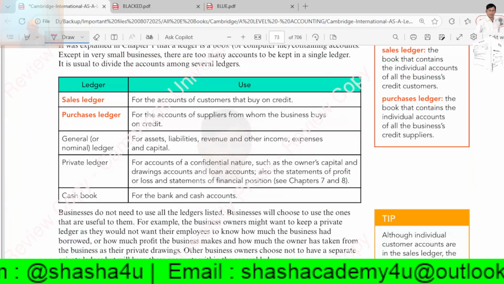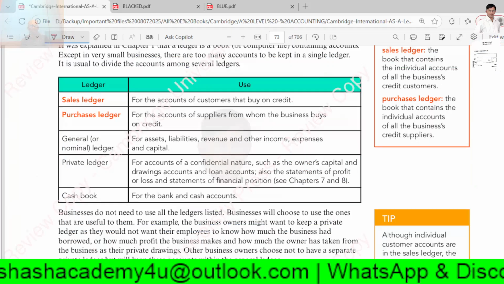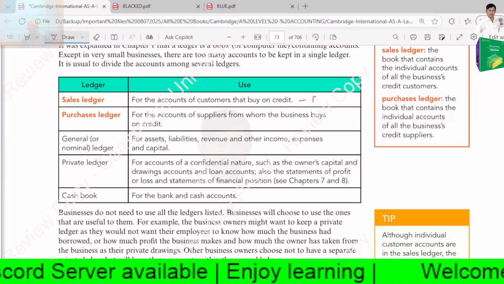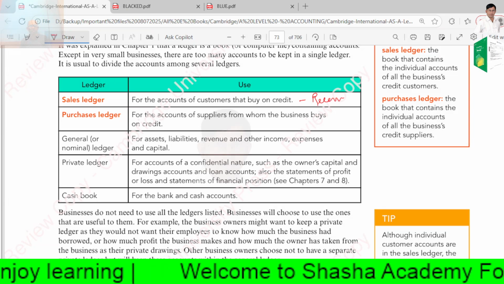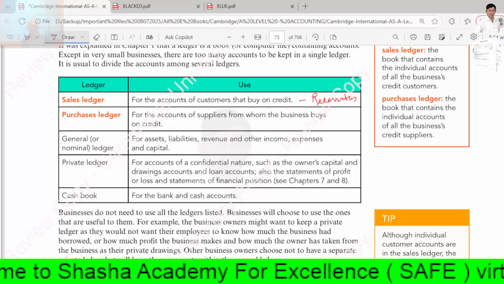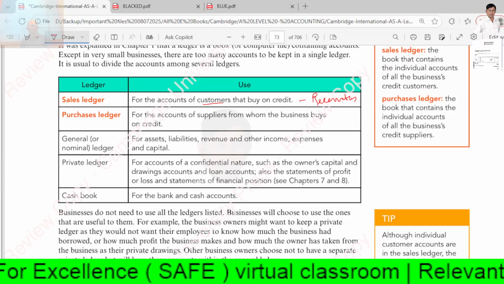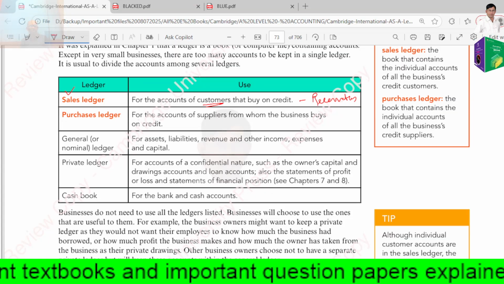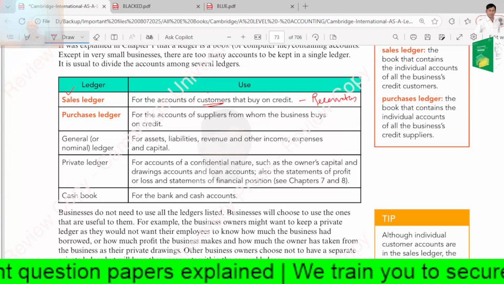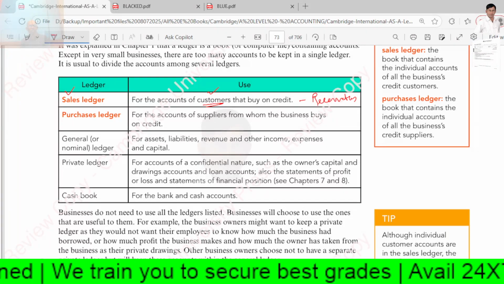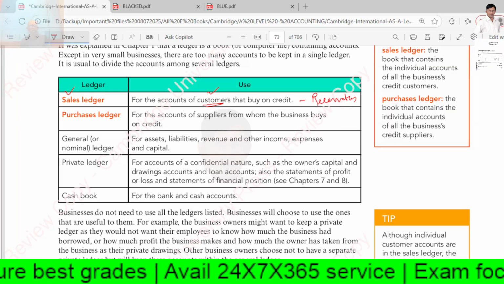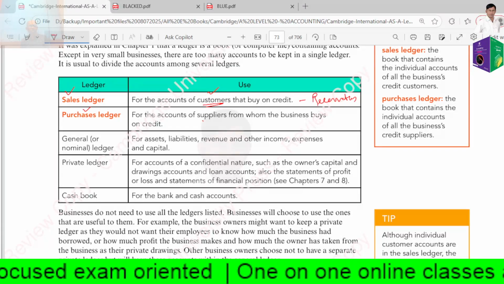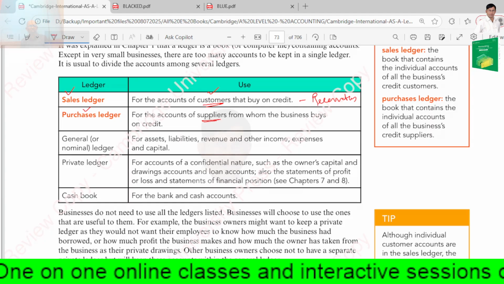Once again, sales ledger is for the accounts of customers that buy on credit. Only credit customers. These are accounts receivable. Even though it says sales ledger, it is not for sales, but for the accounts of customers that buy on credit, because customers and sales are related. Even though it is purchase ledger, it is for the accounts of suppliers, not for the account of purchasers.